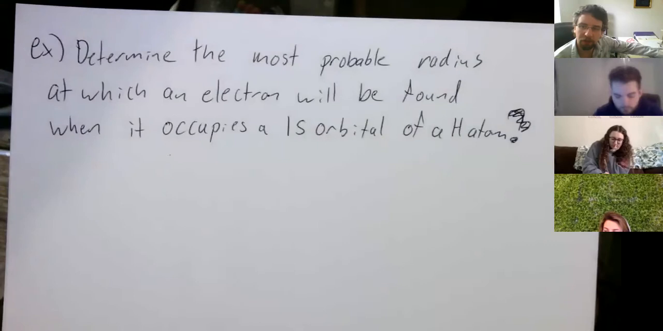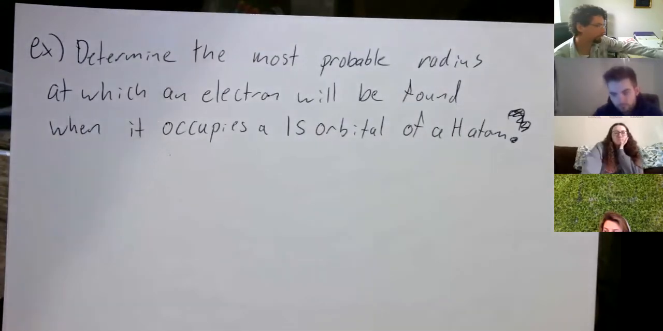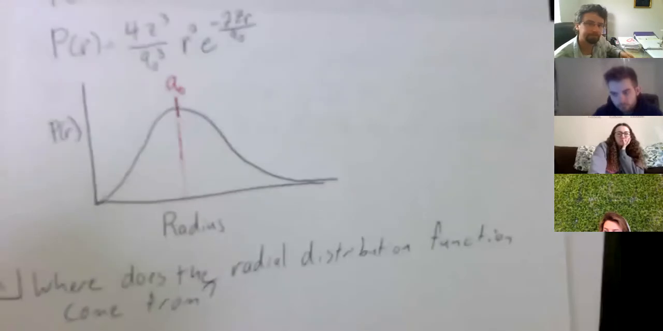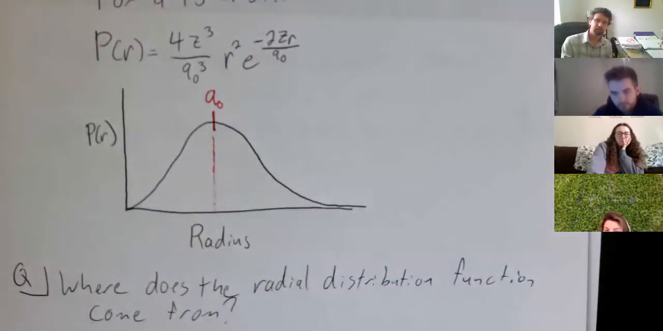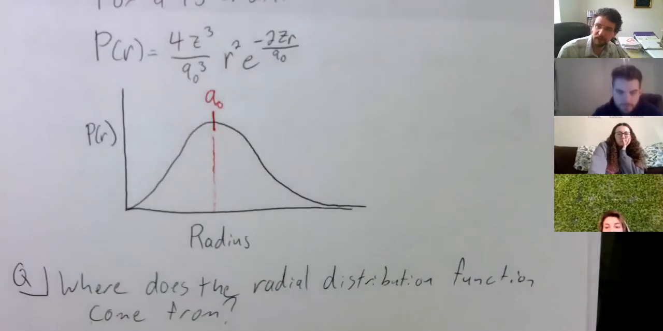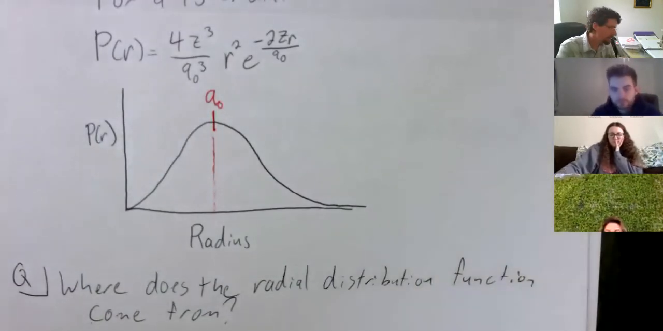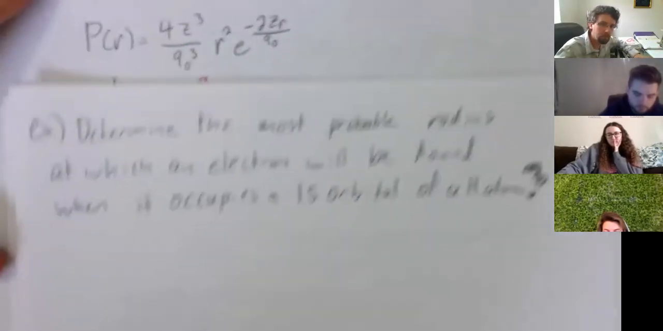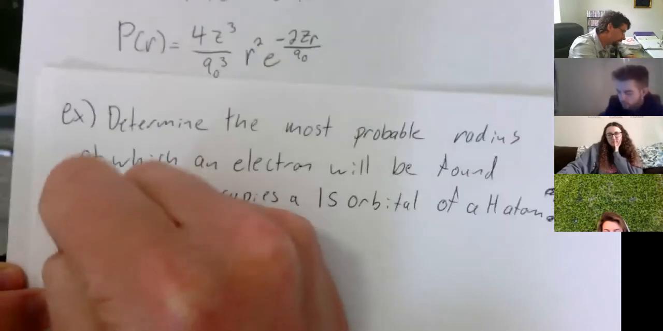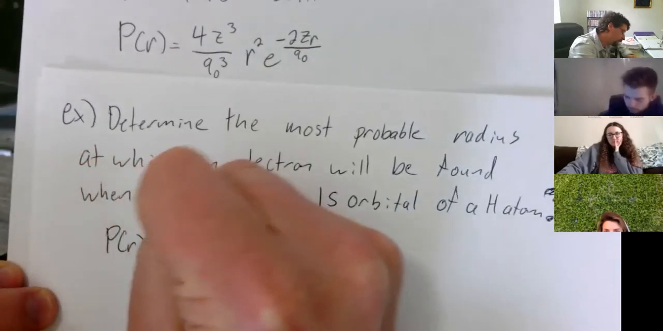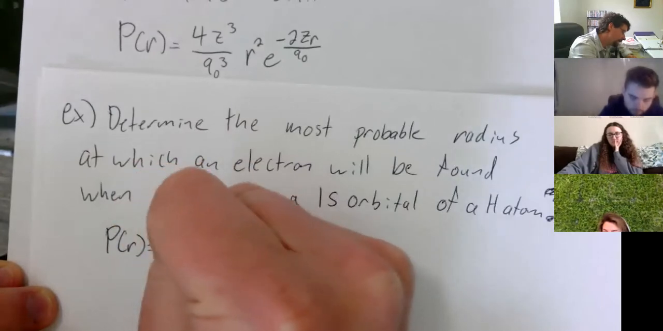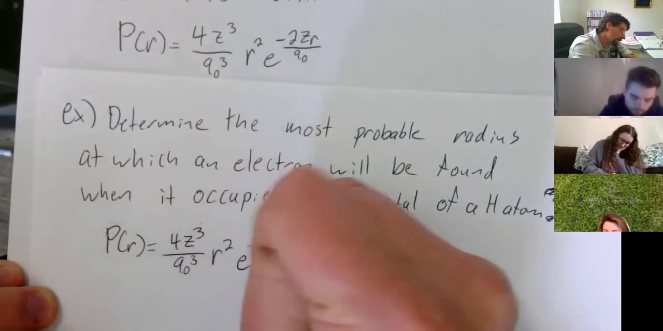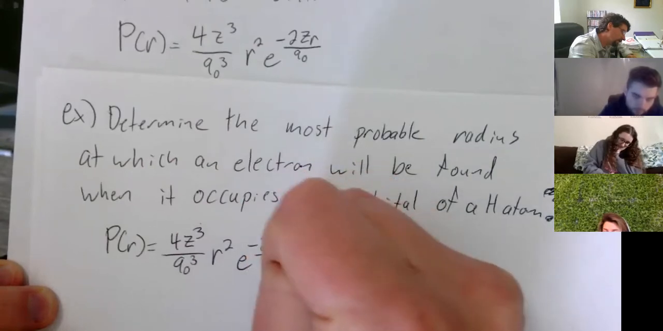So let's look back at our plot. We already know what the answer is going to be, but we want to prove it mathematically. We need to use this function along here, so let's rewrite that down. We've got P of r equals 4Z cubed over a naught cubed, r squared, e to the negative 2Zr over a naught.